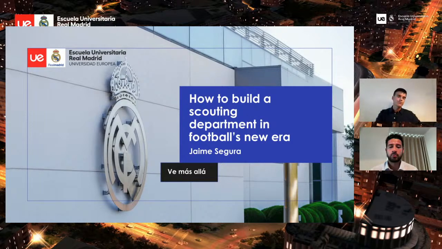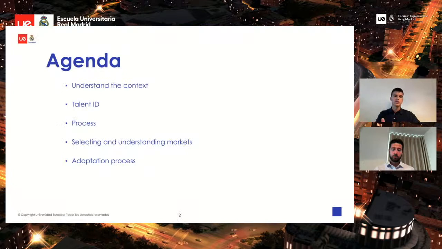So here we go. The idea of tonight's masterclass is so we can talk, like the title says, about how to build a scouting department in this new football era. The agenda will be first to understand the context of where we are building this scouting department. Then we'll talk a little bit about talent identification, and here we're not going to talk so much about the factors you need to consider when looking at a player, but more the infrastructure around it, to be able to find the best talent.